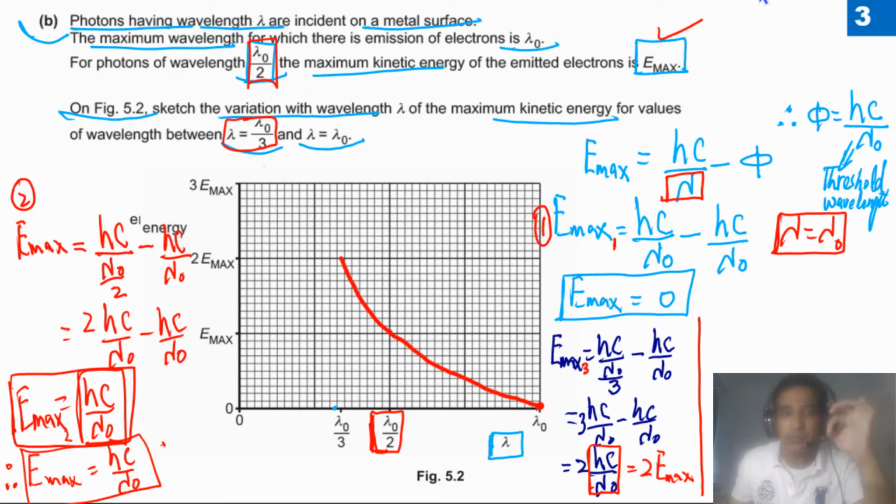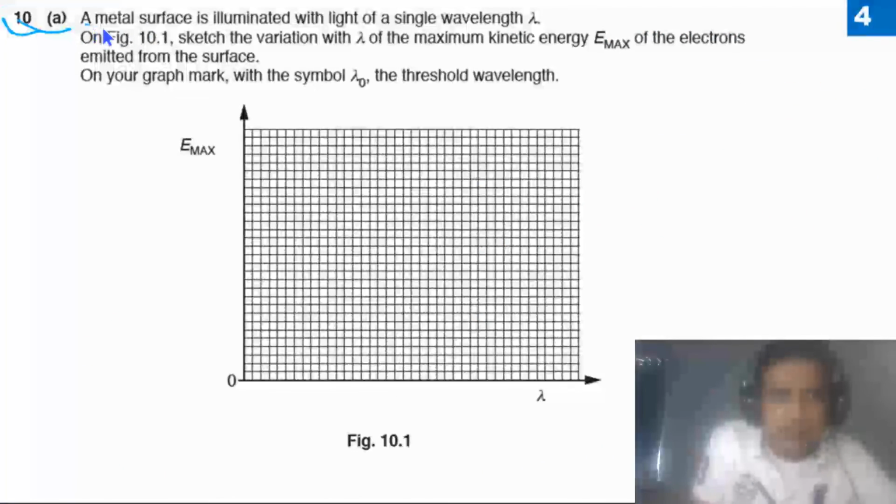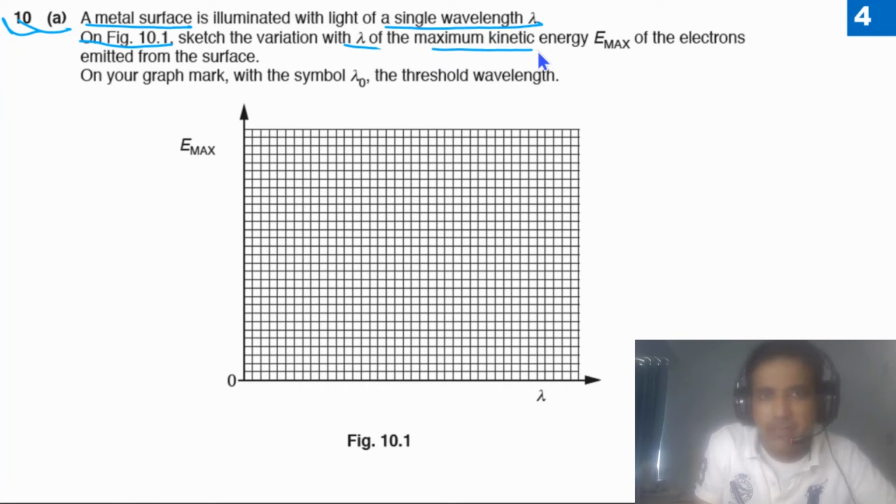Practice by yourself more than one time, and you will be very confident about quantum physics graphs. Question 10 part A says a metal surface is illuminated with light of a single wavelength lambda. On figure 10.1, sketch the variation with lambda of the maximum kinetic energy Emax of the electrons emitted from the surface. On your graph, mark with the symbol lambda naught the threshold wavelength.